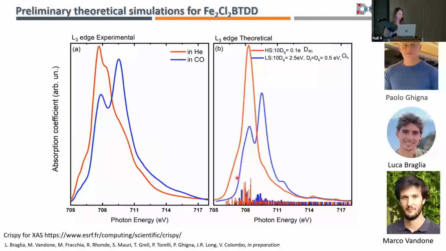So we are now in the hands of theoretical chemists, who will go deeper in the characterization of the electronic properties of this system. But at first, I'm just showing you the first calculation done with CRYSTAL-4-XAS that shows a very good agreement between the experimental high spin to low spin iron 2+ transition on iron BTDD and the theoretical one calculated for the same system.